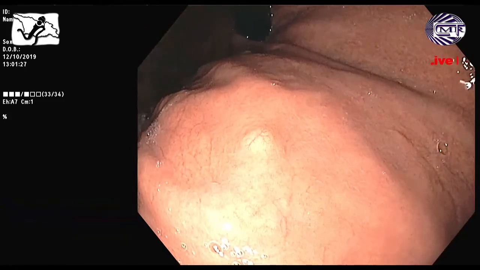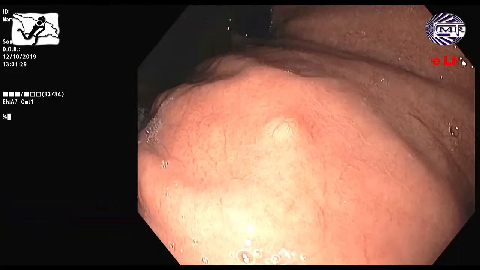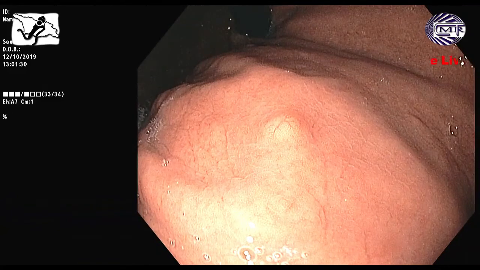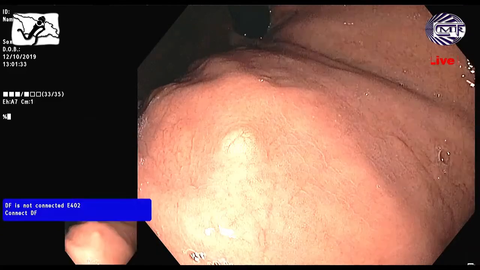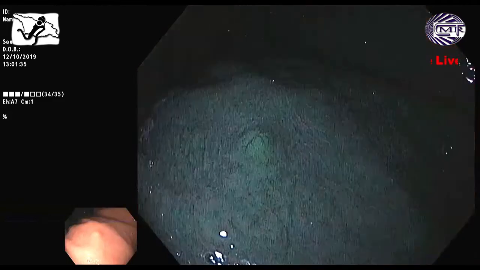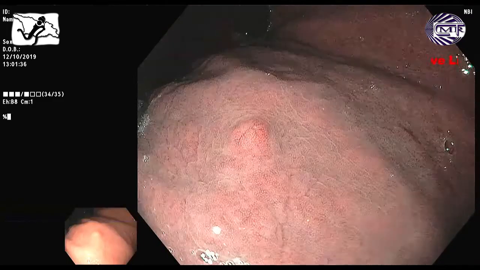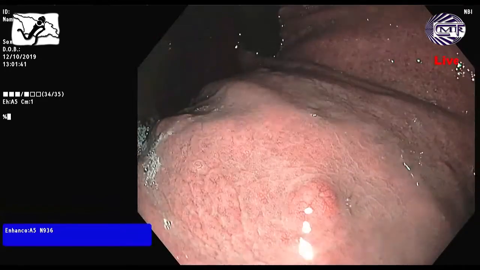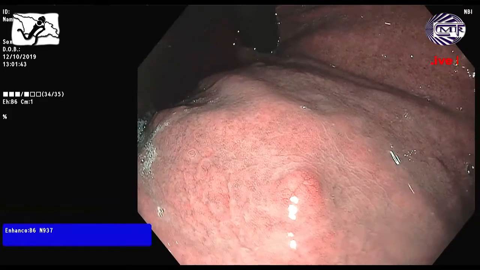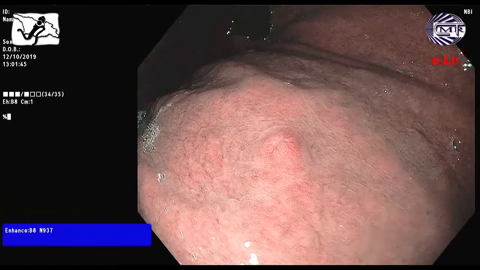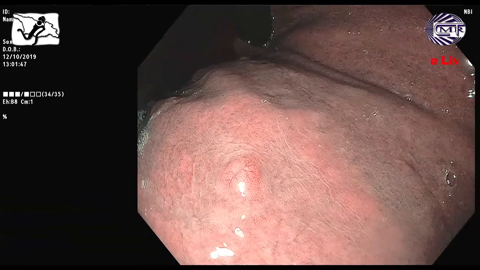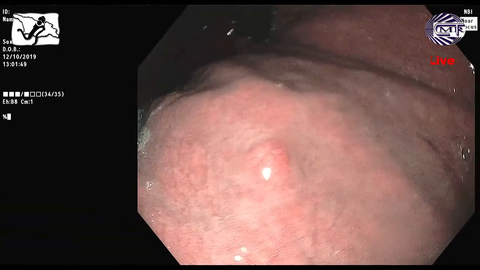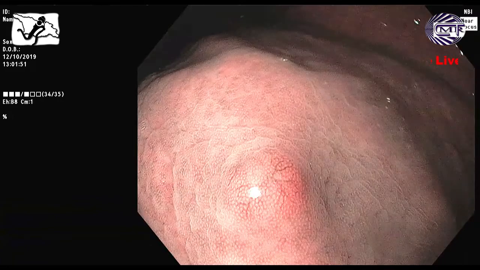This is the white light image. And then change narrowband image. Okay. This is B8 mode. This is A5 mode. I prefer this mode. I think this is better image and precise. And then this is near focus, like this.